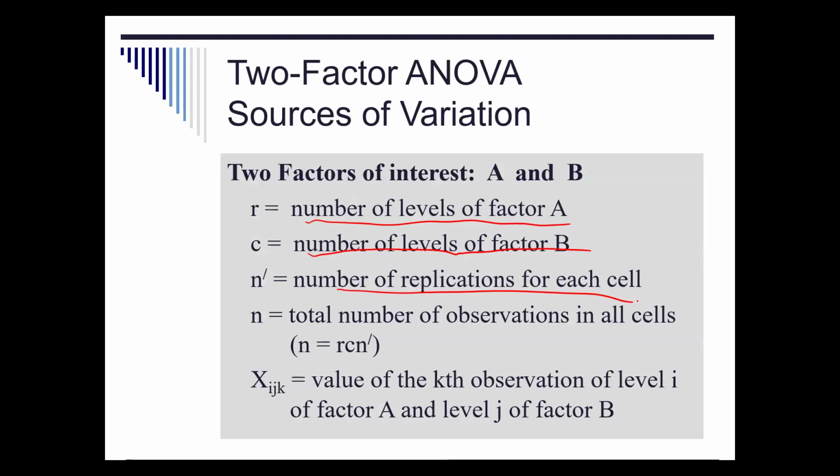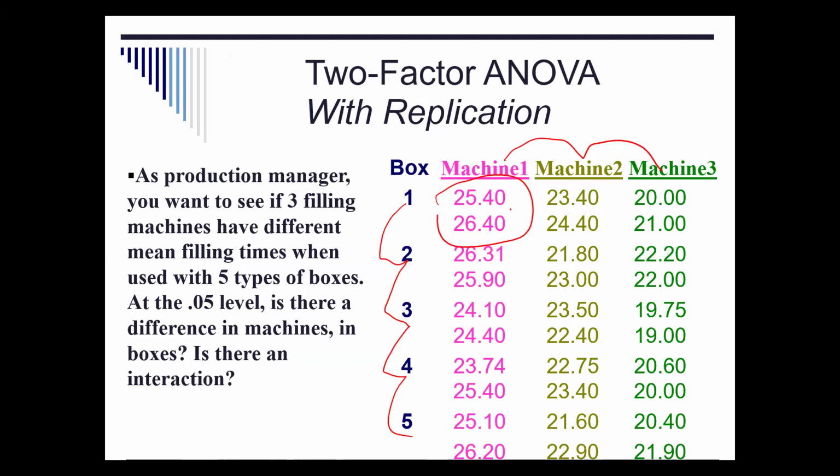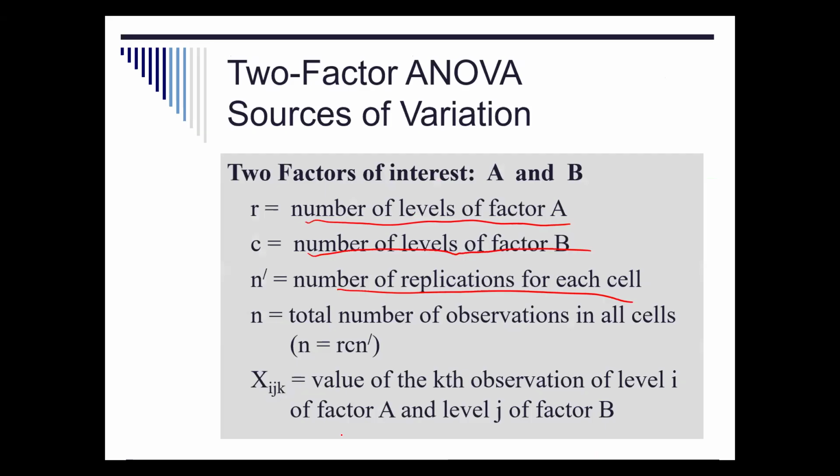N is the total number of observations in all cells, that's going to be the entire sample size. For this example it will be 2, 4, 6, 8, 10, 10 by 3, so it'll be 30. So a sample size of 30. It looks like it's 3 times 5 times 2. You can also calculate it as 3 levels of factor B, 5 levels of factor A, and 2 replications. That will get 30.